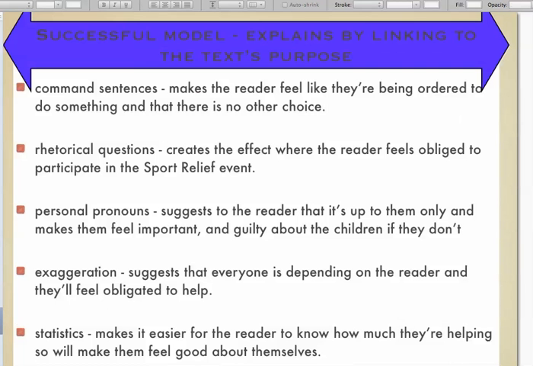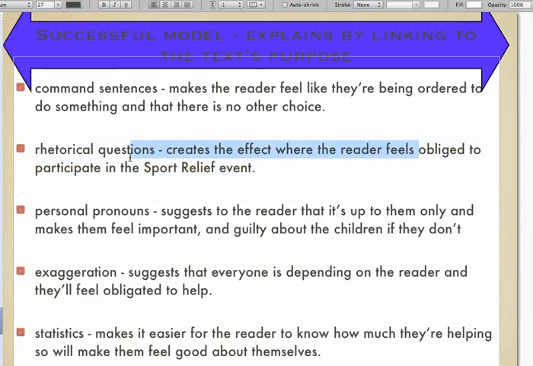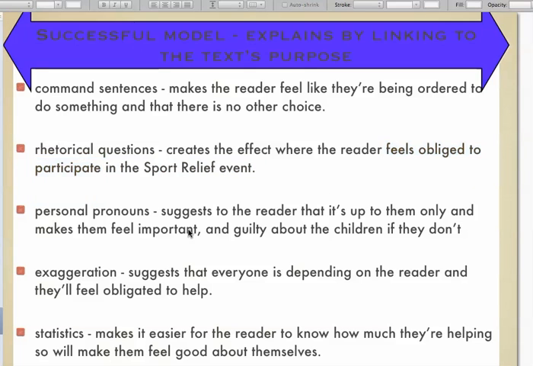If I do the same thing as I did with the less successful model, interestingly, they've written about fewer features, although the last one was presentation, this is language. Command sentences we've talked about. They then go on to talk about rhetorical questions, creates the effect where the reader feels obliged to participate in the sport relief event. That's quite a nice phrase, isn't it? And one that you can use. If you're obliged to do something, you kind of feel like you have to do it. So here's an example of a student just getting that bit of vocabulary in their head and using it to really good effect there.